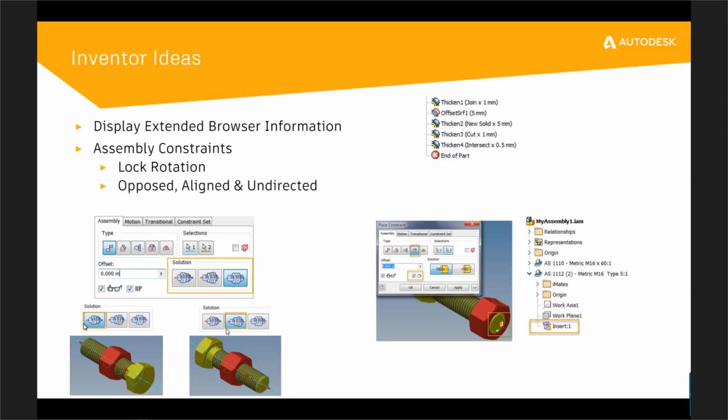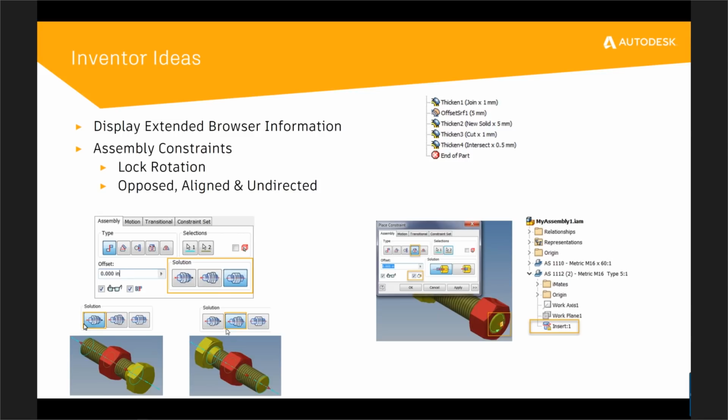For the assembly constraints with the insert constraint, it adds a concentric and coincident mate. Now you have a nice icon where you can simply lock, and it locks rotation as well. So again, just one less operation that you have to jump through in order to really lock down some of your assembly motion.